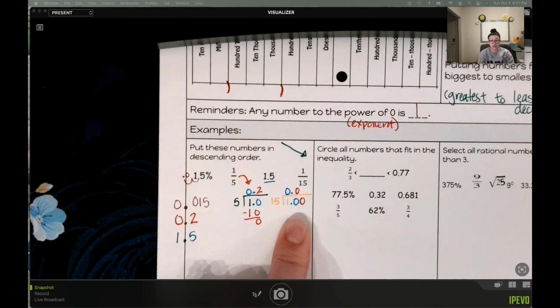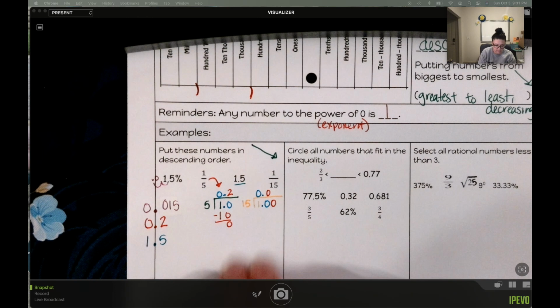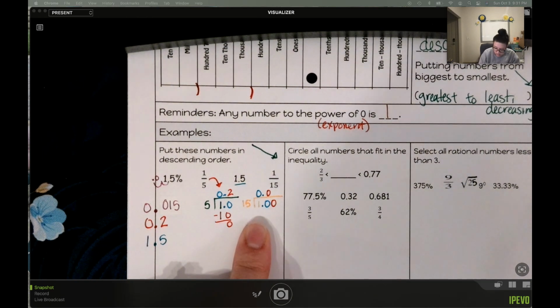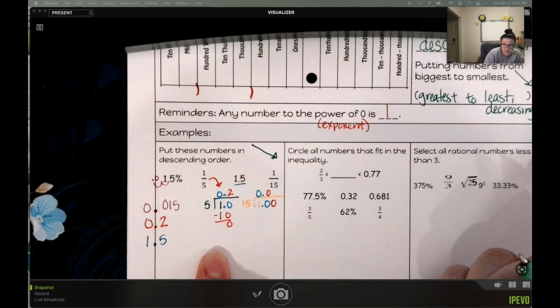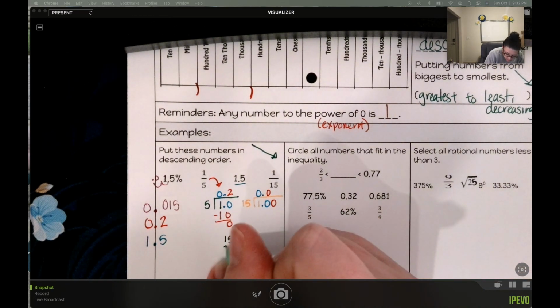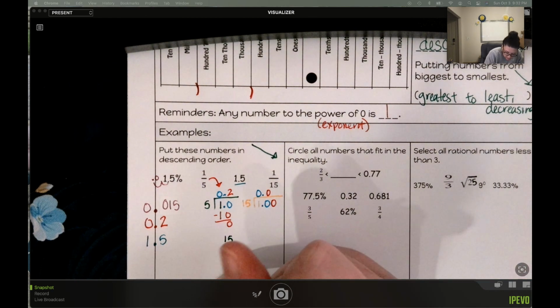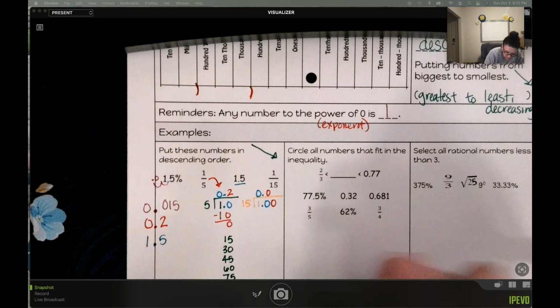Does 15 go into 100? It sure does. I'm going to use some scratch paper to help me see how many times. So if I count by 15s, I have 15, 30, 45, 60, 75, 90, 105. So there we've gone too far.